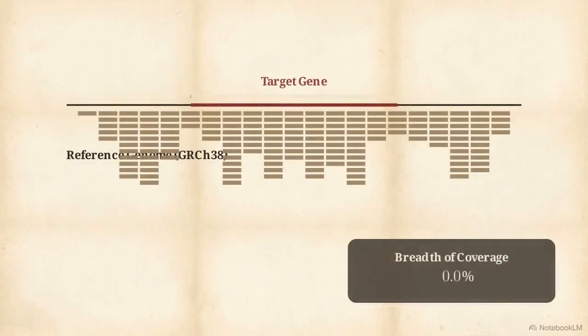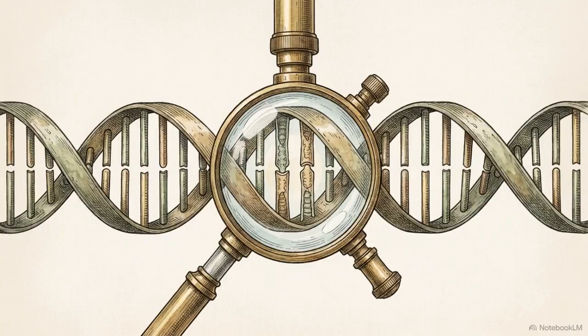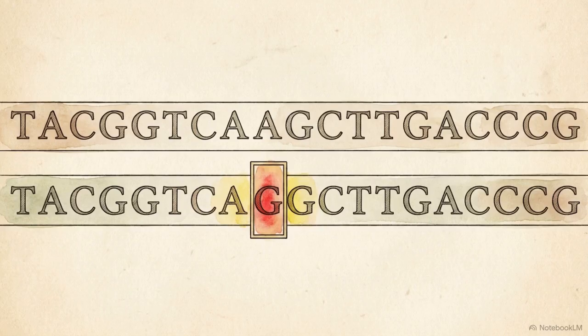We also measure the breadth of coverage. While mapping rate looks at the total data, breadth calculates what percentage of the specific target gene was actually reached by those matching reads. High mapping and breadth metrics provide the biological context necessary to begin searching for actual mutations.